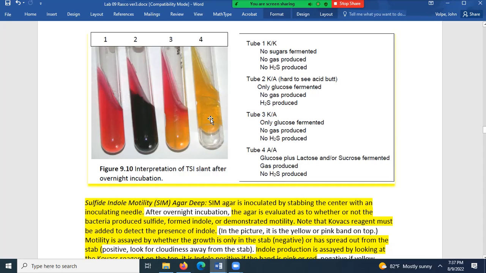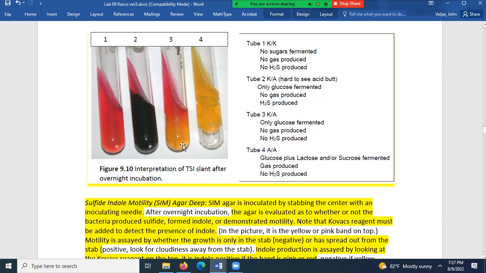So glucose is always fermented if one of the sugars is fermented. In this tube, we don't know if both lactose and sucrose are fermented, but they may be, or maybe just one of them is fermented, but at least one of them is fermented. On this tube, only glucose is fermented. We know this because the slant is red, the base is yellow.